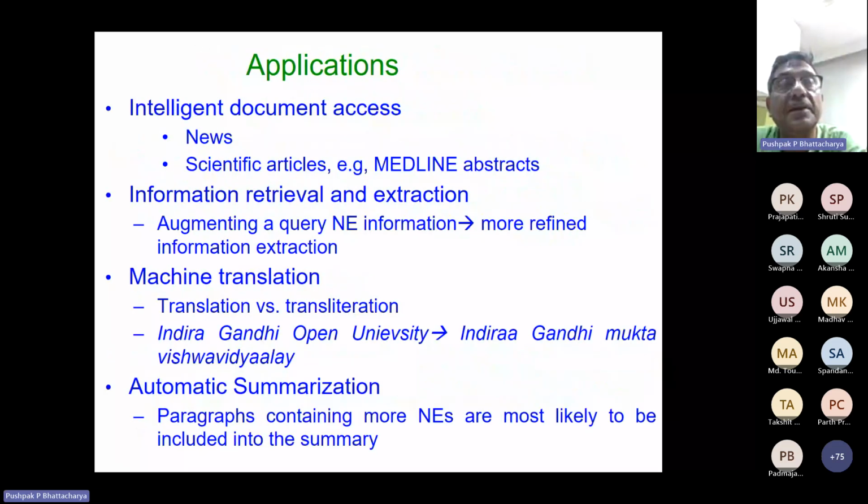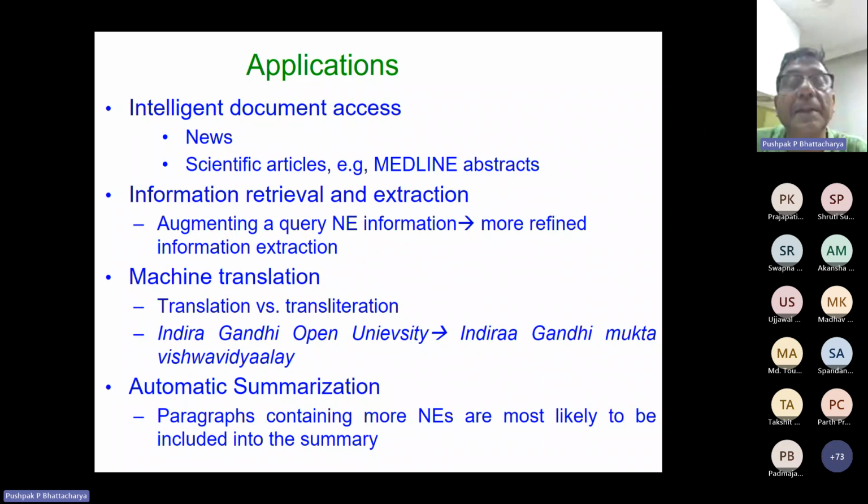Now, applications of named entity recognition are numerous and all very important. Intelligent document access, where an automatic system has to make sense of a document. It has to access the information content of a document. For example, in news articles and scientific articles, like a Medline abstract where many names of medicines, diseases, and body organs, their scientific names, appear in the Medline corpus. From there, we have to identify those names and then understand the article. Okay, so paracetamol is used for controlling fever. We have to understand this sentence here. The first step will be to understand paracetamol. Then information retrieval and extraction.